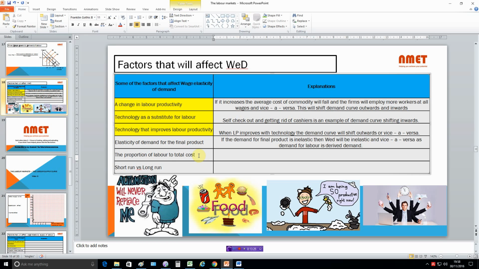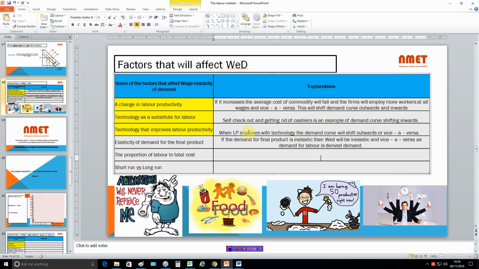Next, the proportion of labor to total cost. I've also put these pictures down over here just to remind you how productivity works. It's not only about productivity. Food, final product, automation for productivity. Automation can actually remove the worker completely, or it can improve labor productivity, like someone who's more productive with so many hands, really organized. Reminds me of an Indian god now.